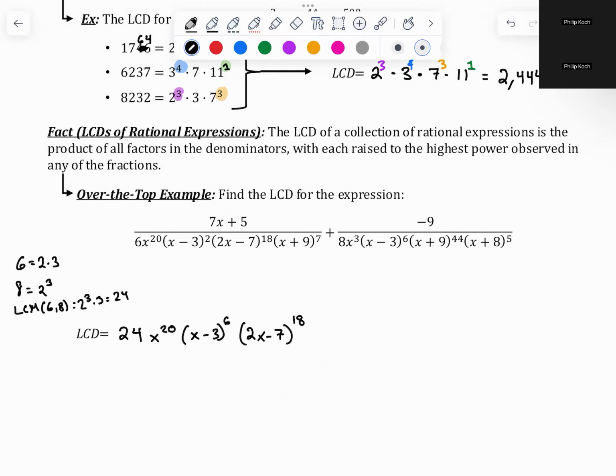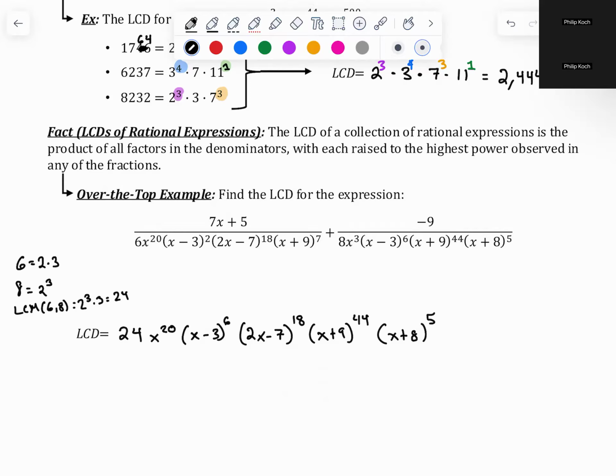They both have an x plus 9, but the highest power seen of x plus 9 is the 44th power. And then they also have an x plus 8. Well, the second one does. And I raise it to the highest power that I see, which is the 5th power. I know that's a really big example, but I'm trying to do it with obnoxiously large numbers so that we see the pattern. Do we need to see another example of this to drive it home?